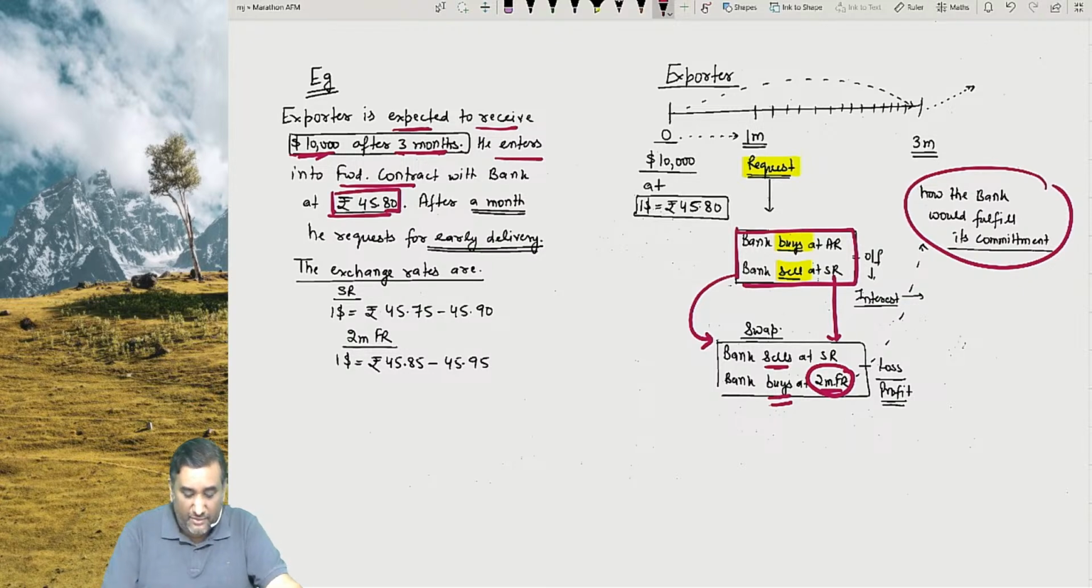Now what kind of agreement would he have done? Sell. Agreement to sell at 45.80. And the bank would also have done the agreement in terms of buy. After a month, he requests early delivery. Exchange rates are these, 2 months forward rates are these. Now the bank will buy at what rate? Try to put the rates here, just try from your side. Do not flip over the slide. Put the rates on this chart only, please.